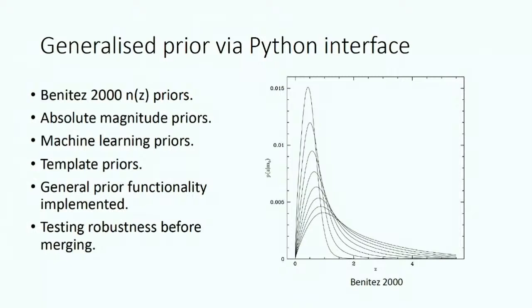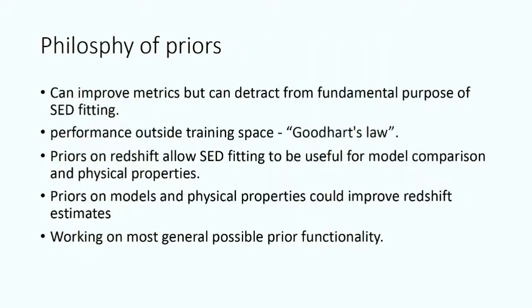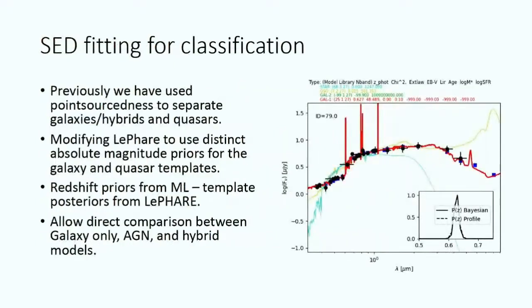I've been doing a lot of work on priors. N of Z priors are very important. I've implemented a general prior. This is an important part of the work. I think I'm going to have to skip through this quite quickly, I'm afraid. But yeah, I've been talking a lot about the philosophy of priors, and we need to take care with the use of priors. But this has been implemented in FAR. You can implement any prior you want. I think that will be useful for lots of people.